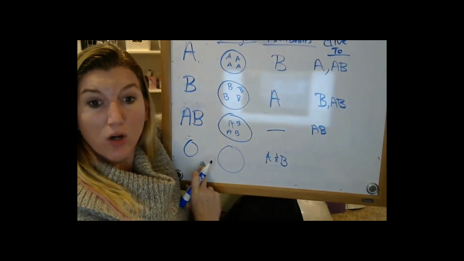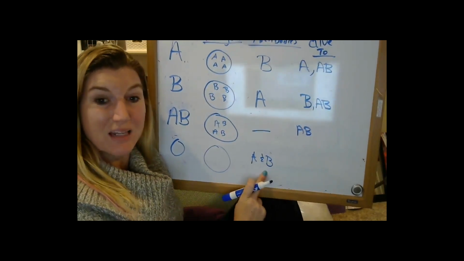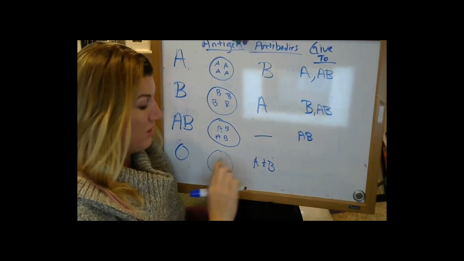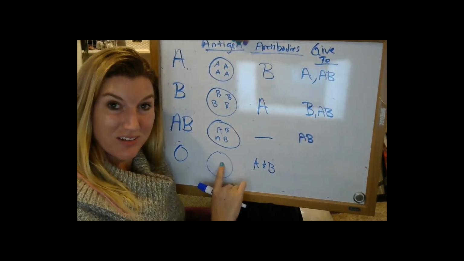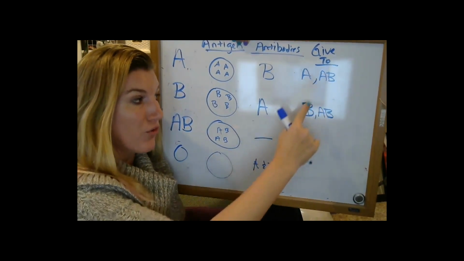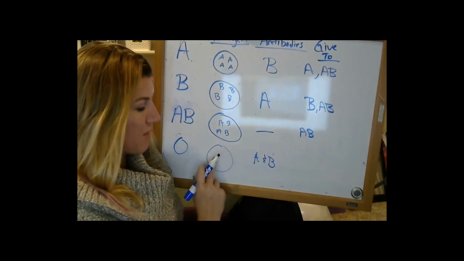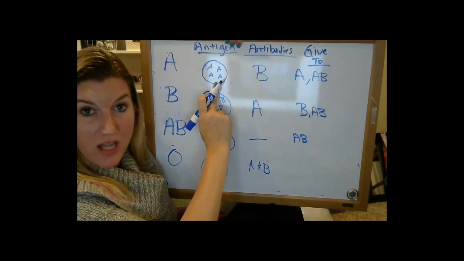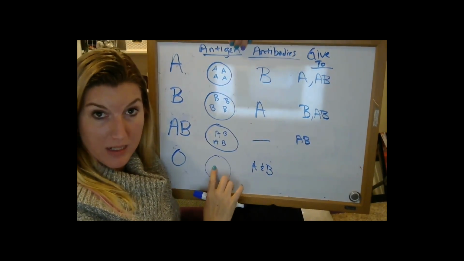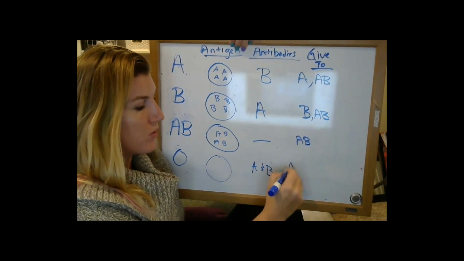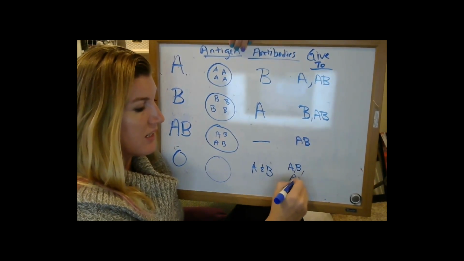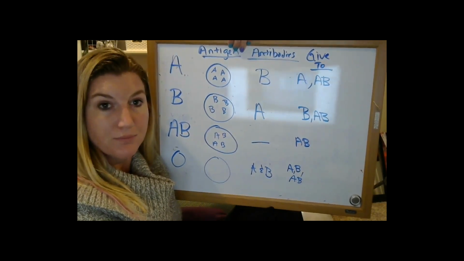How about blood type O? Blood type O has A and B antibodies. So guess what? Blood type O, which doesn't have any antigens, can actually give to everybody. Blood type O, you're not giving anything extra to A. It's the naked cell, remember? So people who are blood type O can give to A, can give to B, and can give to AB.